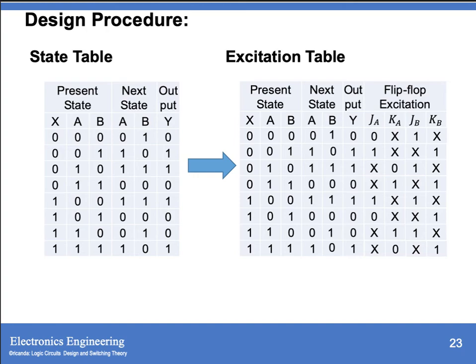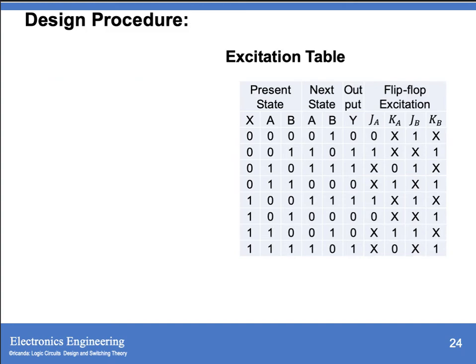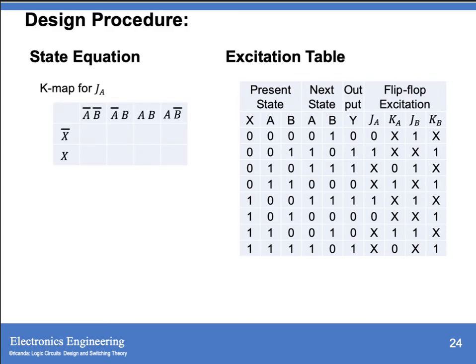After that, using your map method, we have to determine the equations of your JA, KA, JB, and KB. So that is what you call your state equation. So using the map method, solving for your JA, since we have only 3 variables in your input, we have 8 squares for your maps. So we are using your 3 variable map.